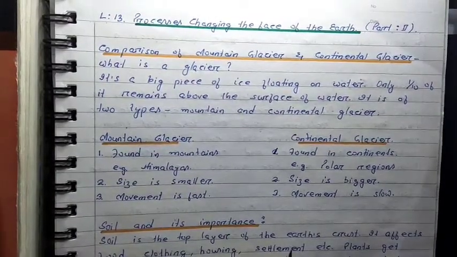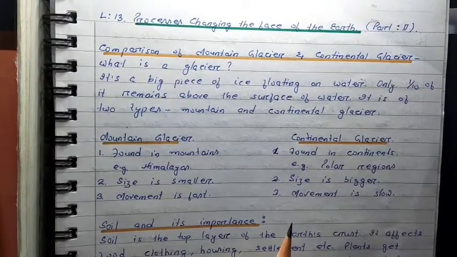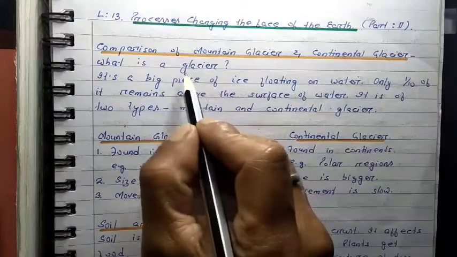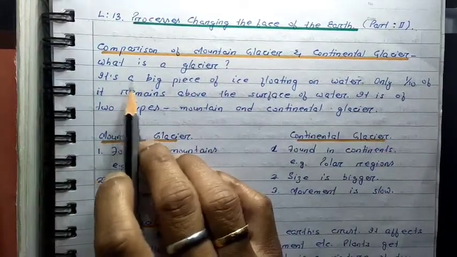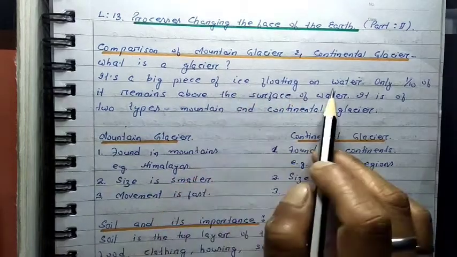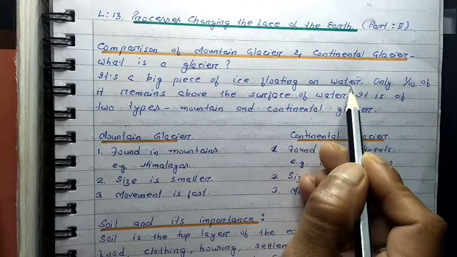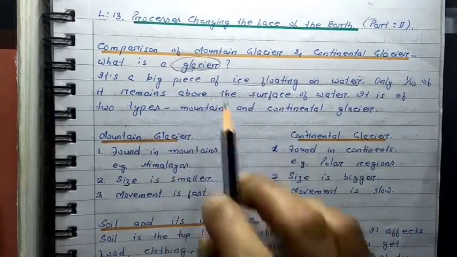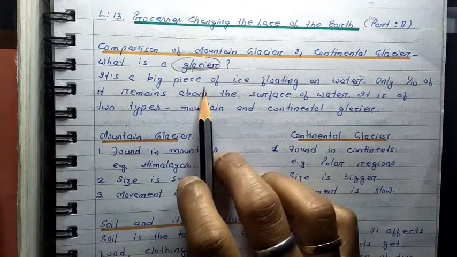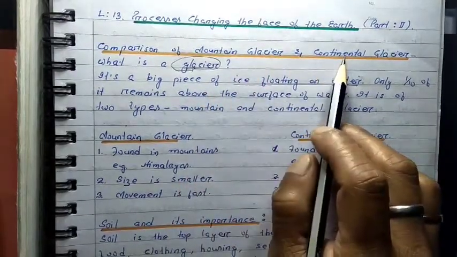First of all, we are going to discuss glaciers. I hope you have heard the word glacier before. What is a glacier? It's a big piece of ice floating on water. So we can say a piece of ice which generally floats on water is known as a glacier. Remember, glaciers can be classified into two types. One is mountain glacier and the second one is continental glacier.